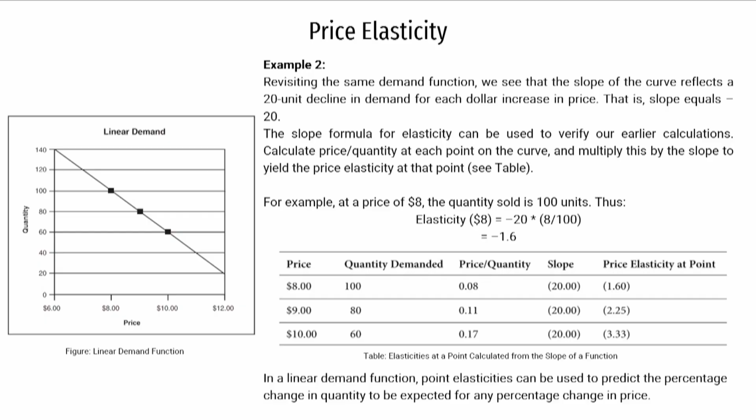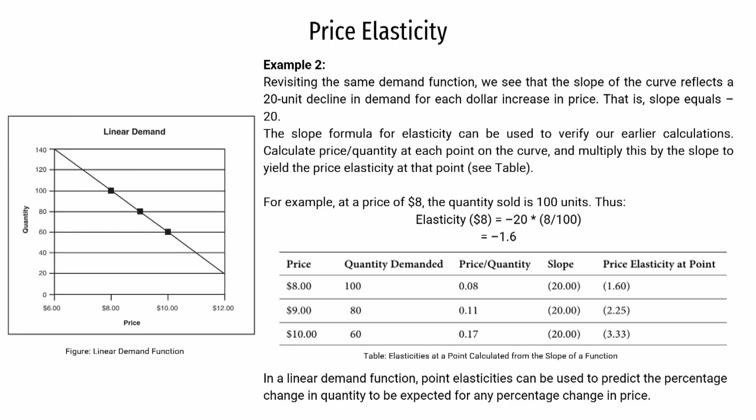Similarly, we can calculate the elasticity from this price to quantity ratio at price point $10. So, at price point $10, the quantity demanded was 60 units. The price to quantity ratio will be $10 divided by 60, and when it is multiplied by slope, that is minus 20, $10 divided by 60 multiplied by minus 20 gives you a value of minus 3.33.